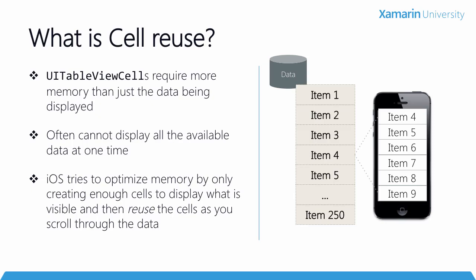We can only display a certain number of rows at a time, and so iOS will create a set number of cells to display, and then as we scroll data, it will reuse these cells rather than creating new ones. This keeps the memory pressure constant because we're no longer allocating and deallocating cells as we scroll through the data. So let's look at what it takes to implement this.